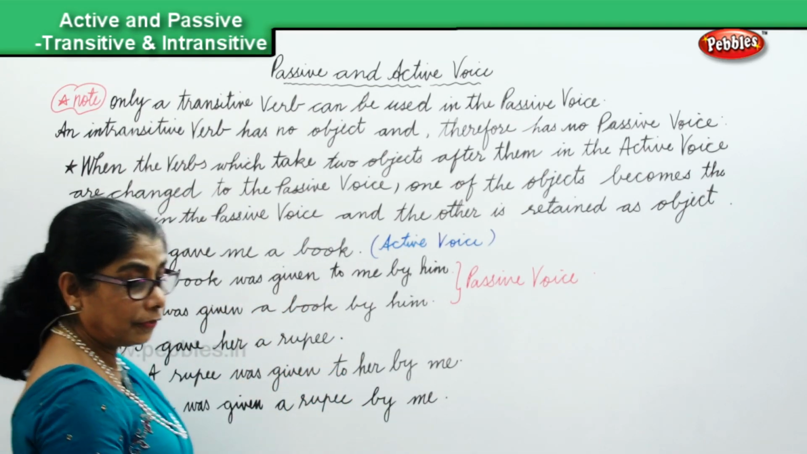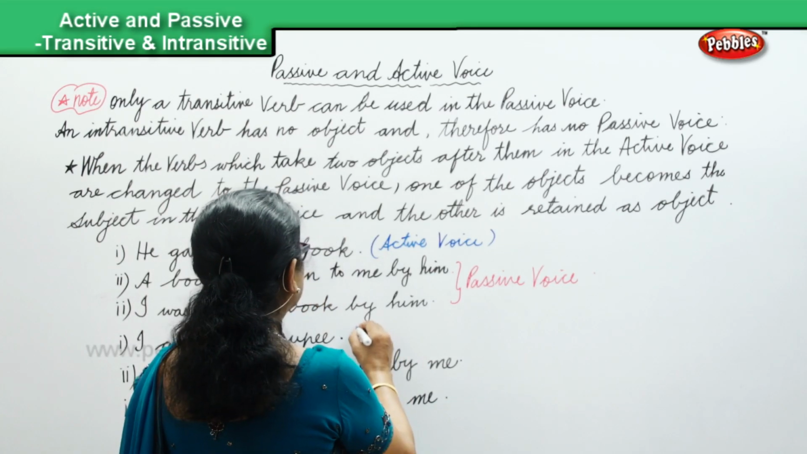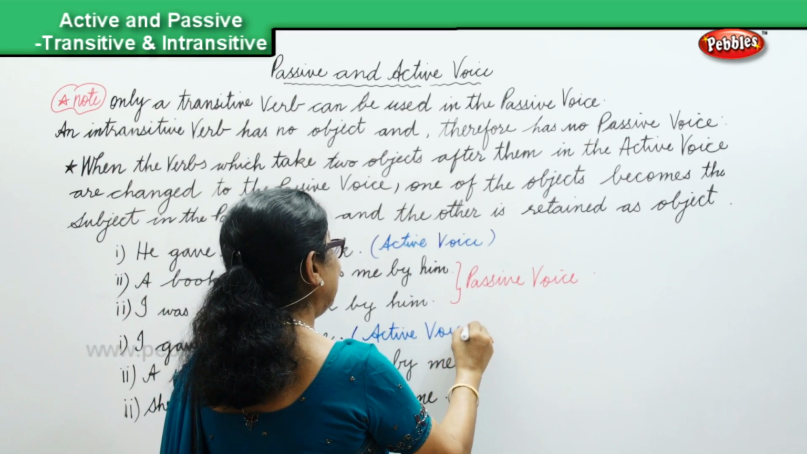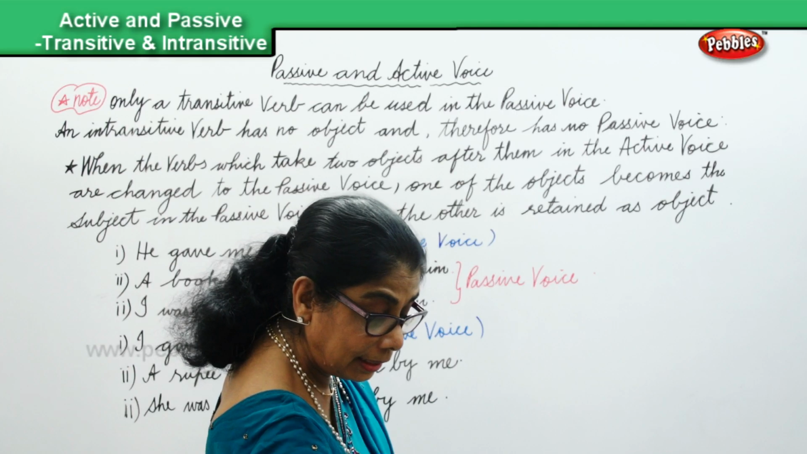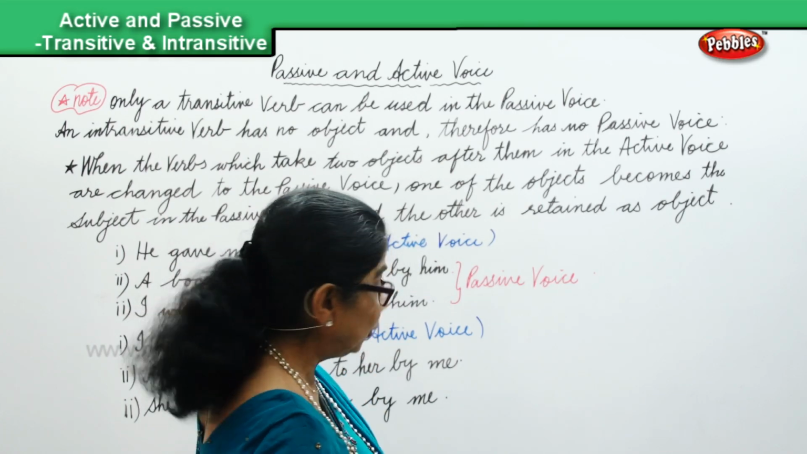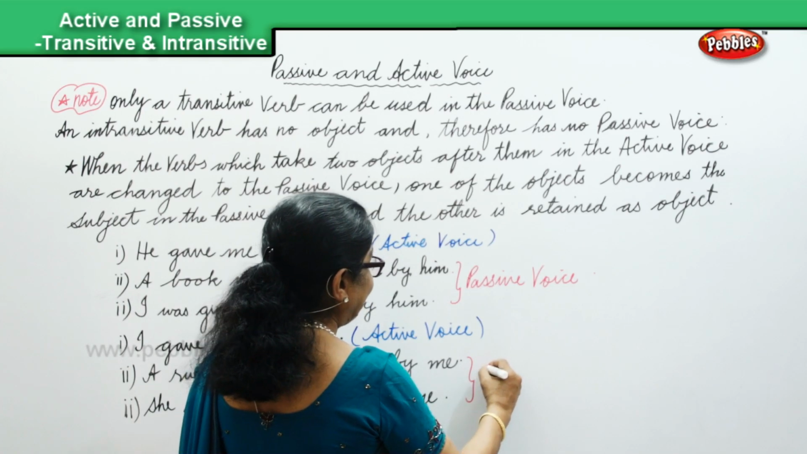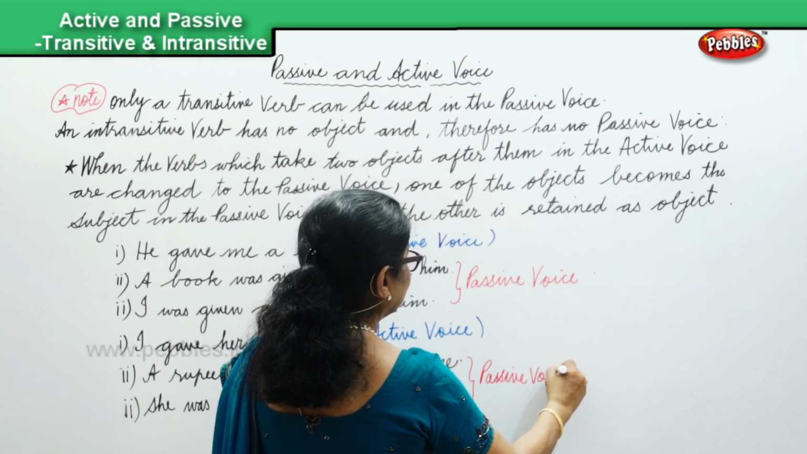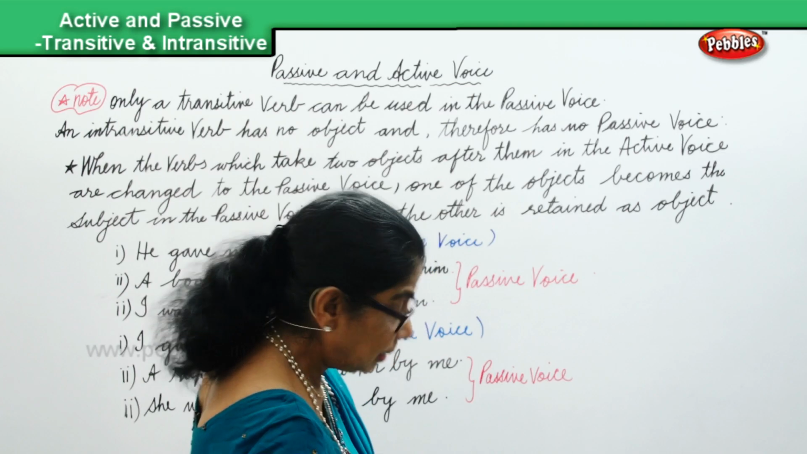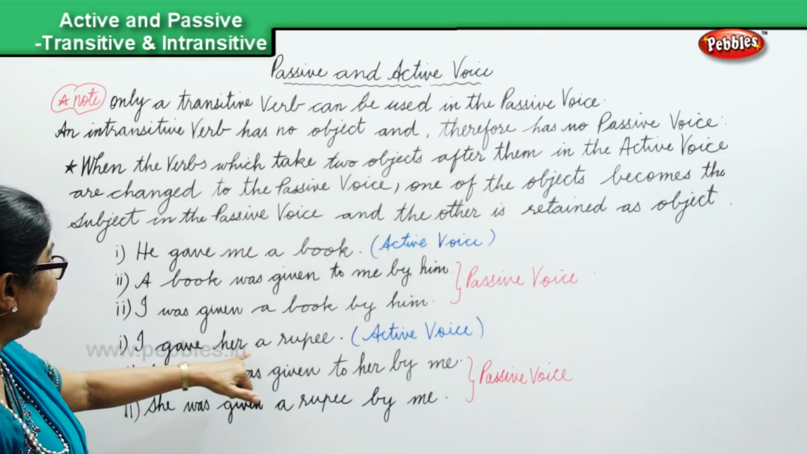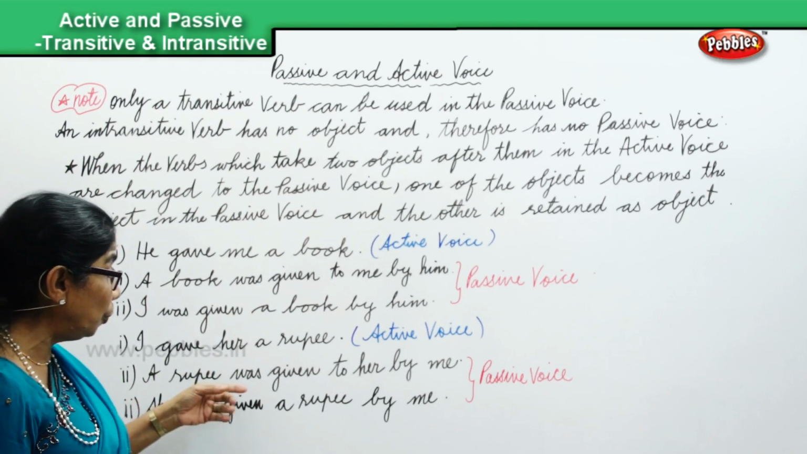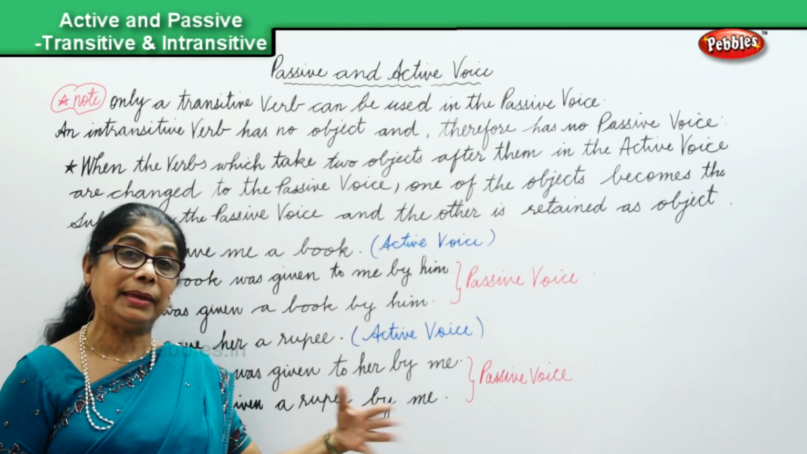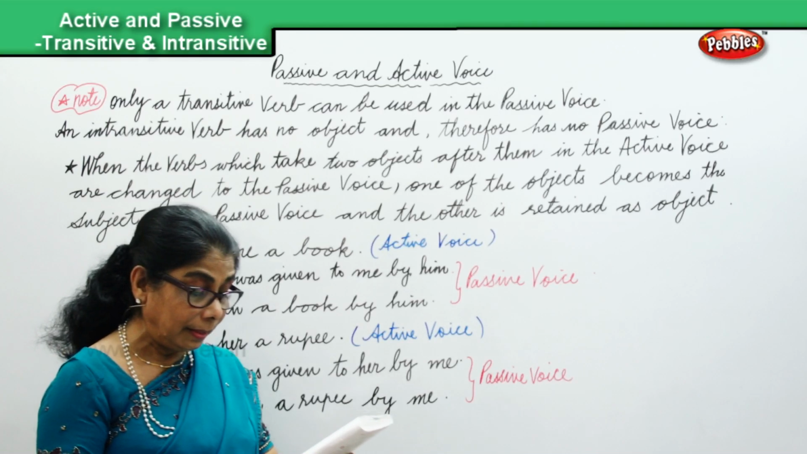So, two different ways of writing. This is an active voice, and the same active voice we are writing in two different ways, making it into passive. Both these are passive voices. I gave her a rupee, and we are changing it: a rupee was given to her by me, or she was given a rupee by me. Two different ways of writing the same thing.